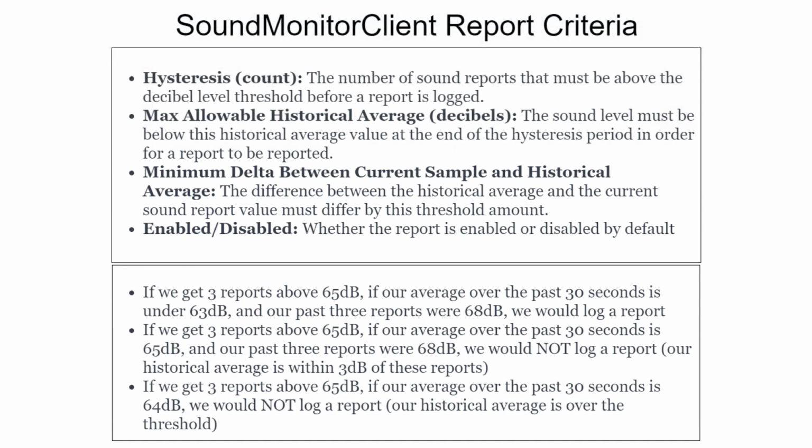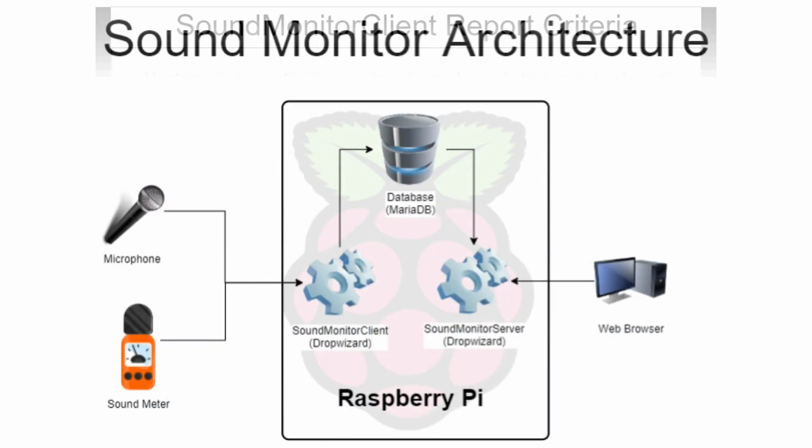And speaking of report customization, here's all the report criteria that allows you to customize a report. We have a concept of hysteresis, max allowable historical average over time, the minimum delta between current sample and historical average, and whether or not a report is enabled or disabled by default. I won't go into the whole algorithmic piece of it here, but suffice to say, the concept is give the flexibility to submit a good report without submitting a false alarm.